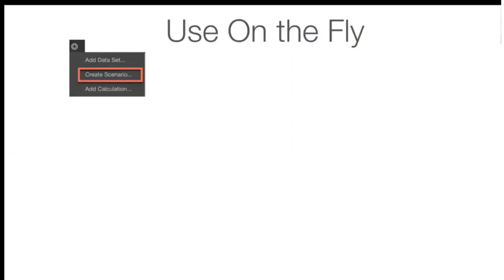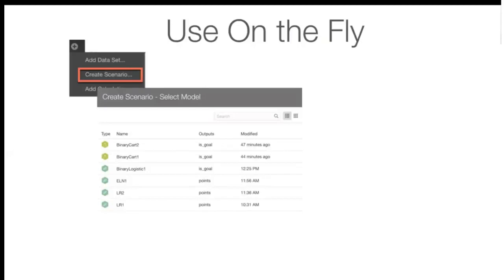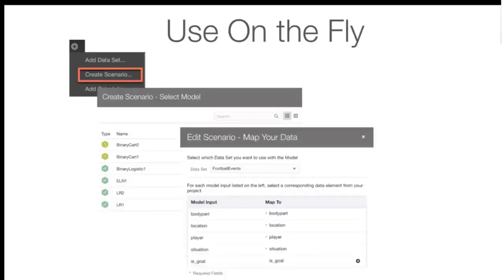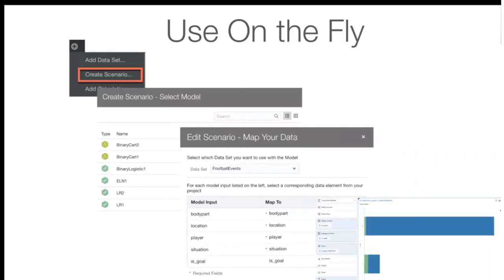I select create scenario. I select which model I want to use. I need to map the columns that I use to train the model with columns coming from this new data set. And then I can start using the predictions immediately in any visualization. This works, however, you have to keep in mind that using on the fly will basically do the predictions for every different graph you are plotting.